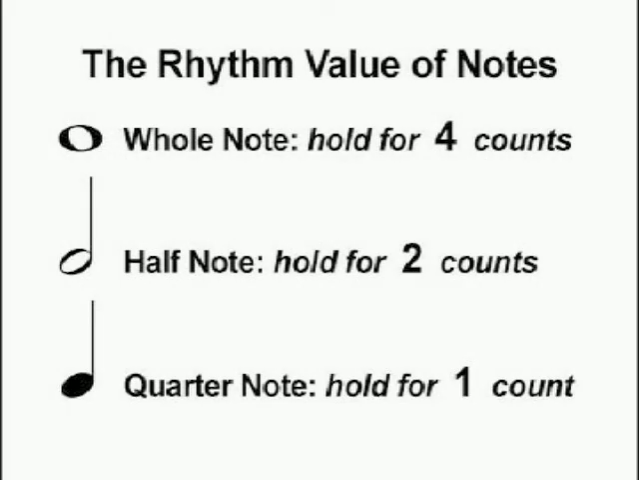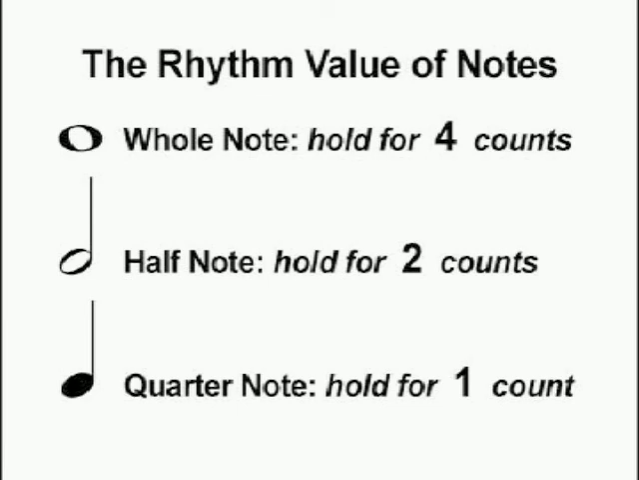Now let's talk about the rhythm value of notes. The whole note, which looks like a circle or a 0, is held for 4 counts, or the whole measure. When the note is played, count 1, 2, 3, 4. Then release the note after you've said 4.